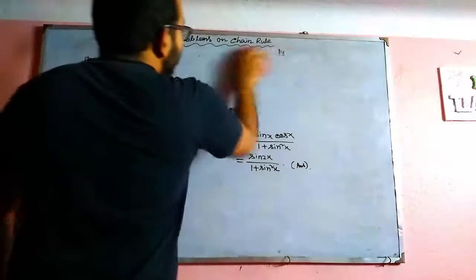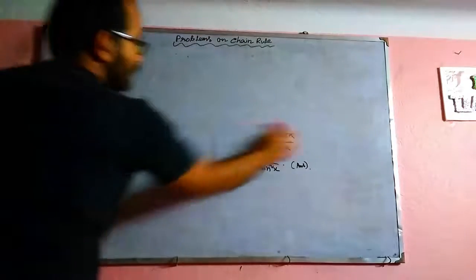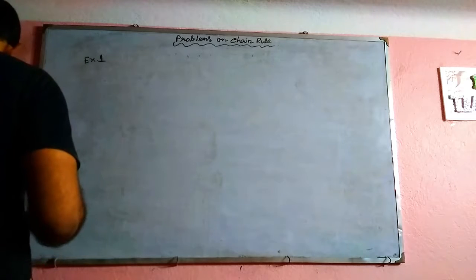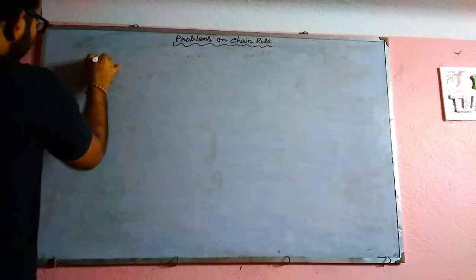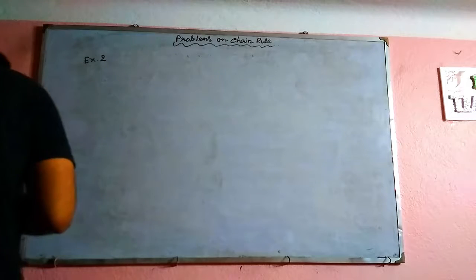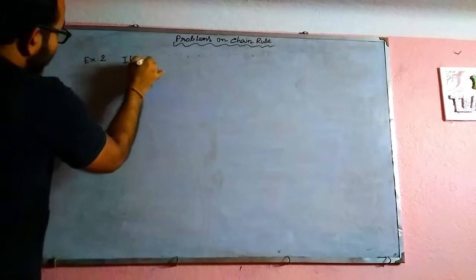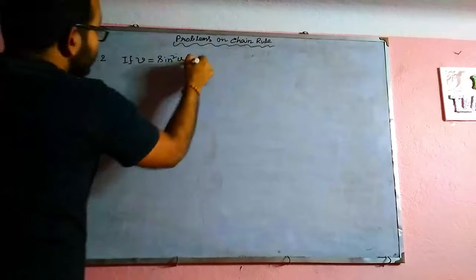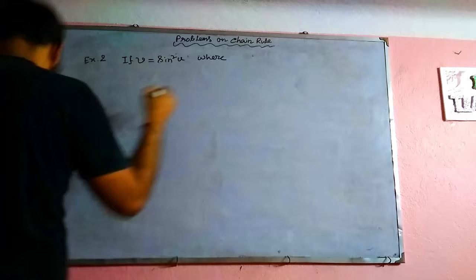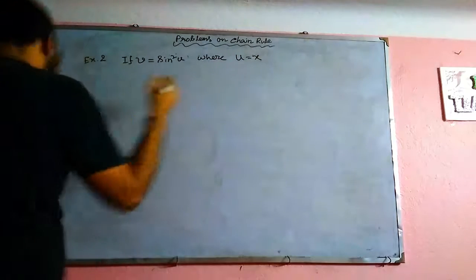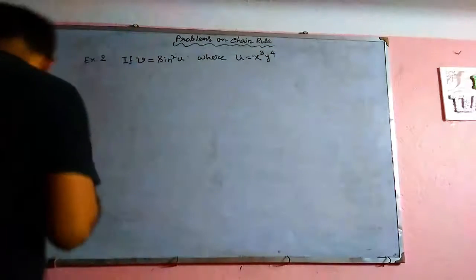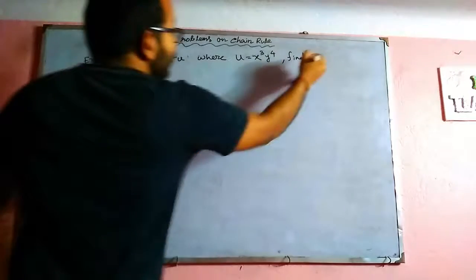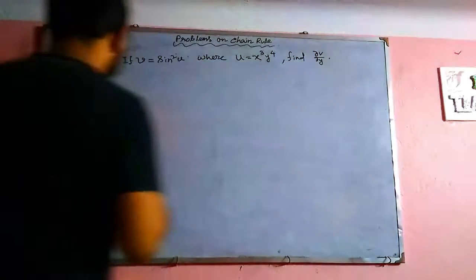Our second problem: if v is equal to sine square u, where u is equal to x to the power 3 y to the power 4, find del v del y.